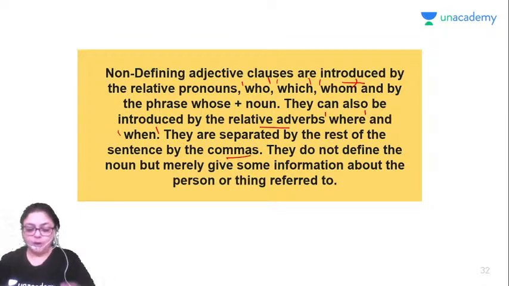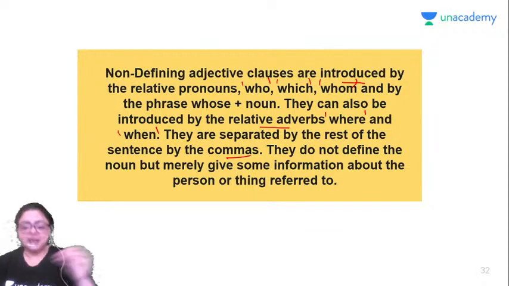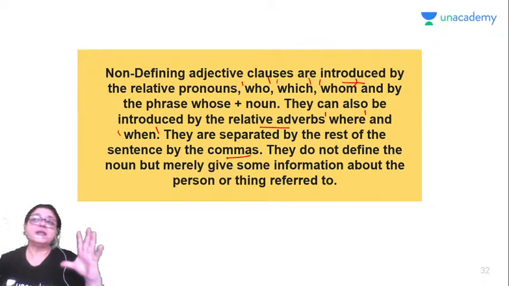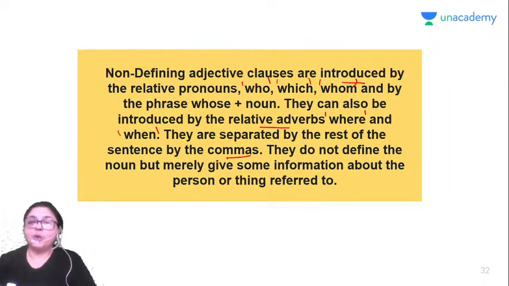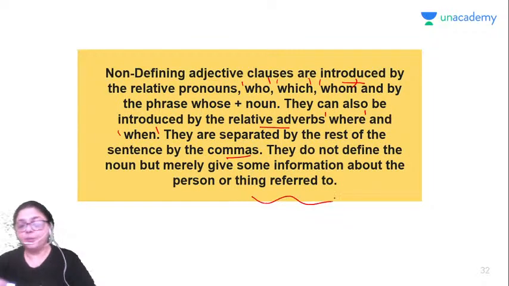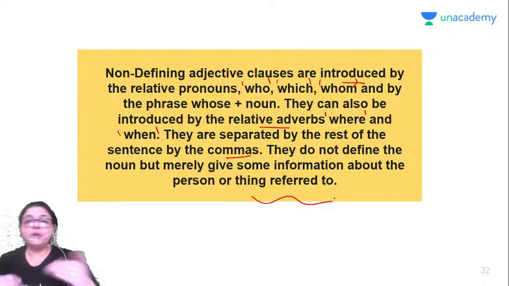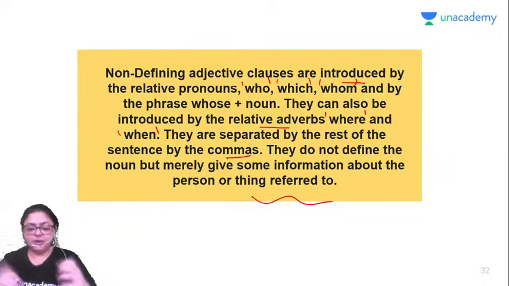So, whenever you want to separate one idea from another or put in different ideas, remember I have already done my lesson on punctuation, so by now you know where we put commas. They do not define the noun but merely give some information about the person or thing that is referred to. As and when we do examples, this idea is going to be very clear in our minds.